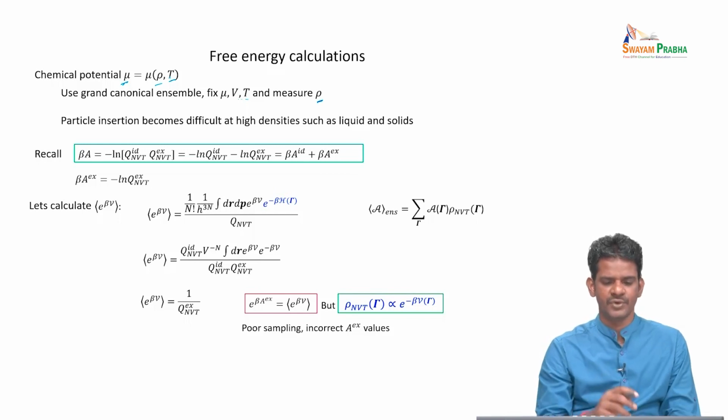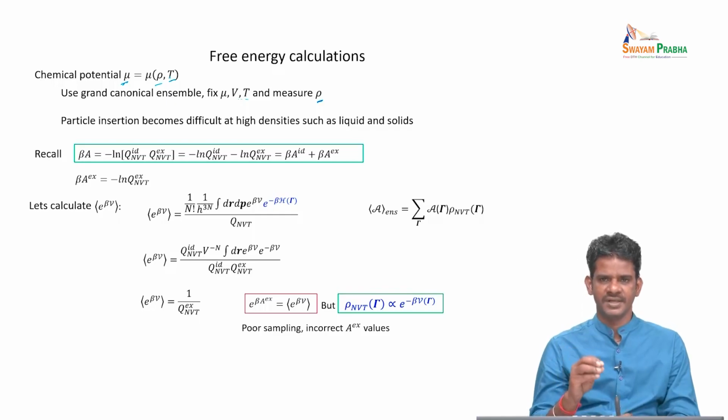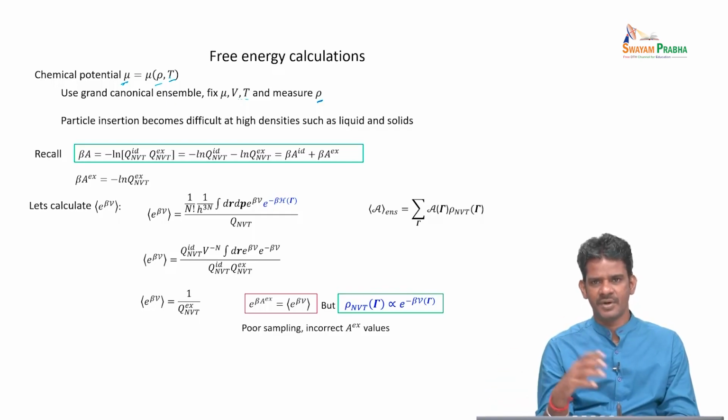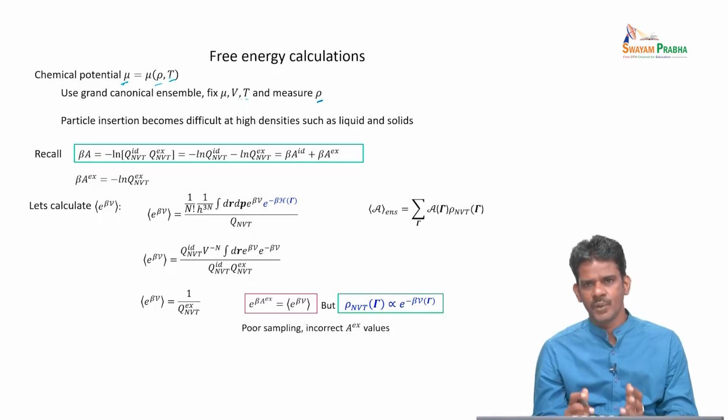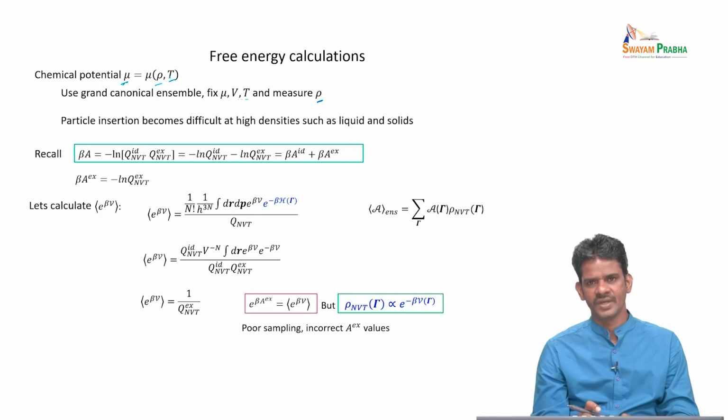But the problem with this approach is that in a grand canonical ensemble, as you might remember, the particles are getting added and deleted. The particle number is fluctuating. So, when you are looking at a dense phase like a liquid or solid, inserting a particle and deleting a particle is very slow and very difficult to do, and sampling becomes very poor. So, in such cases, this grand canonical ensemble is not very effective.